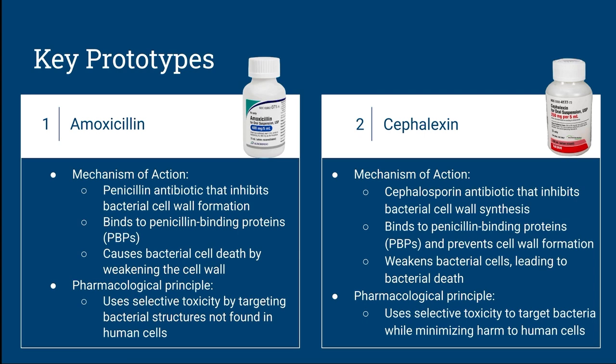Now, the second being cephalexin, also known as Keflex, is a cephalosporin antibiotic that works in a similar way by preventing bacterial cell wall formation. It binds to penicillin binding proteins, which blocks the final steps needed for bacteria to create and maintain their protective cell wall. Now, this weakens the bacteria and causes cell death. Like amoxicillin, cephalexin works through selective toxicity by targeting bacterial cell structures that human cells do not have, making it effective against bacterial infections while limiting effects on human cells.